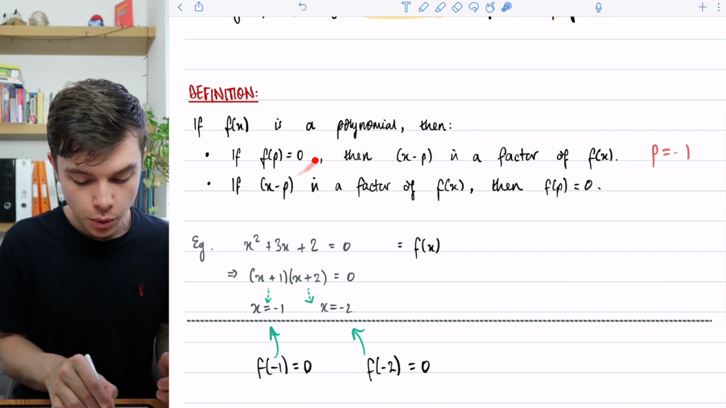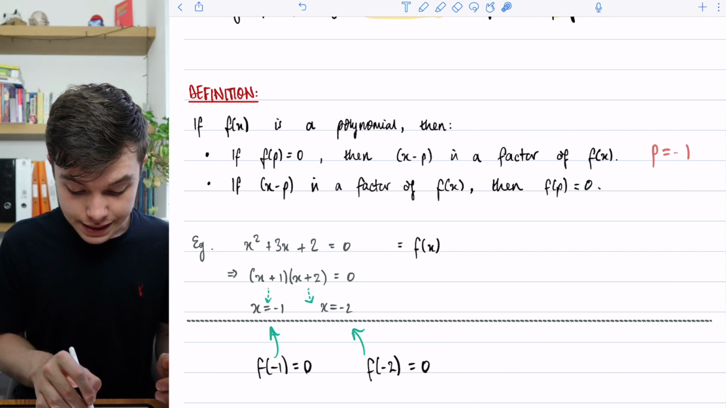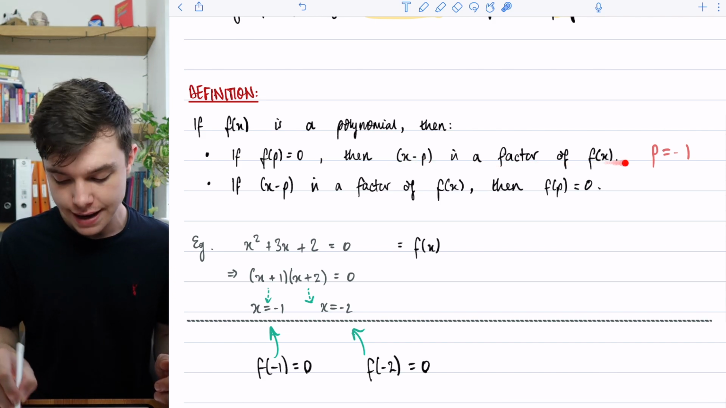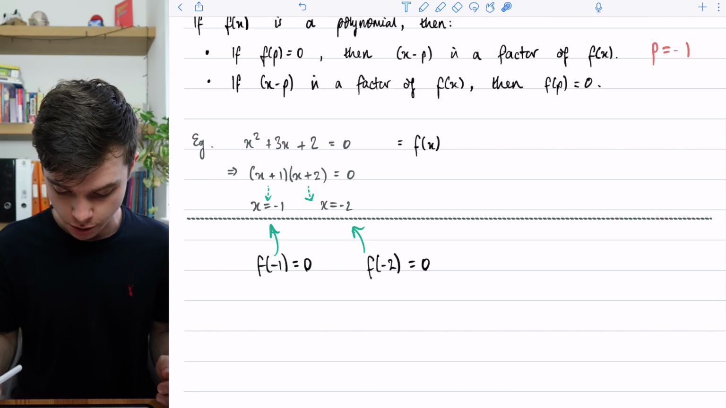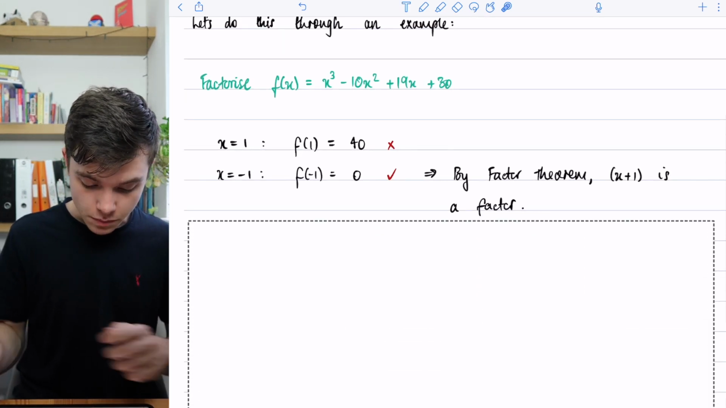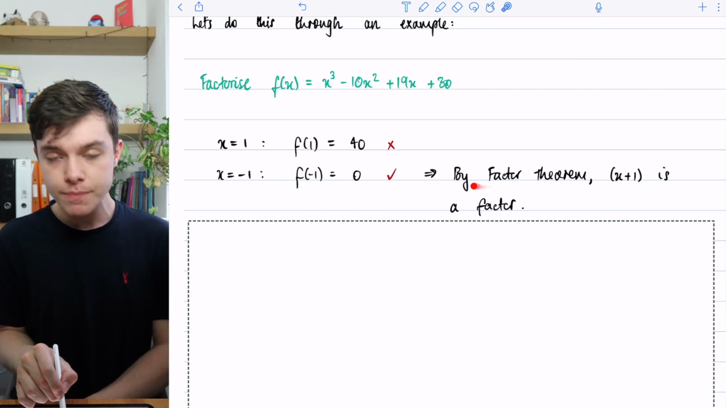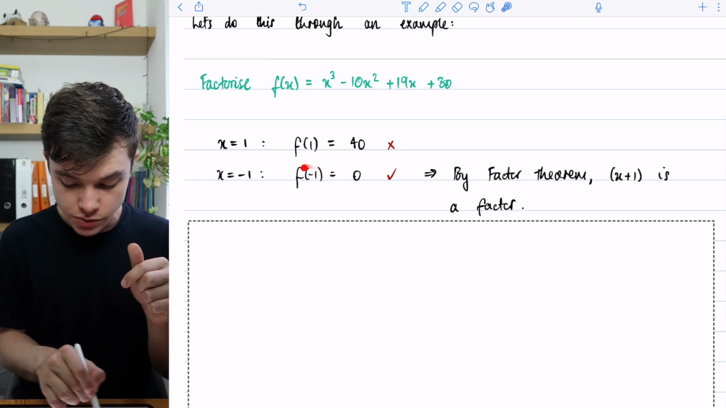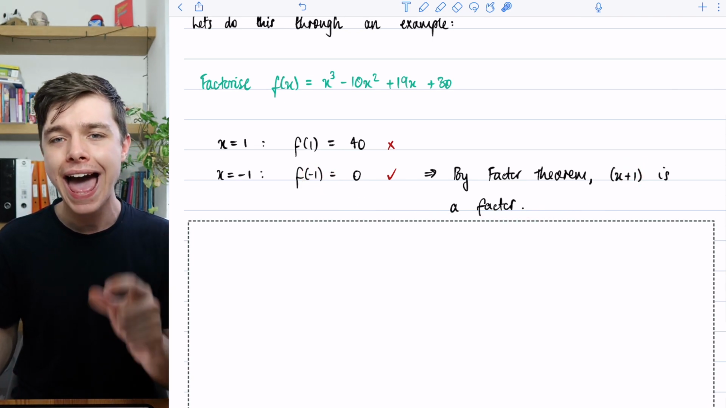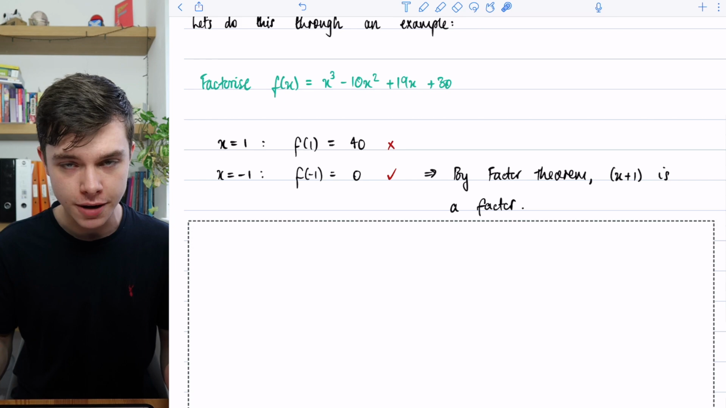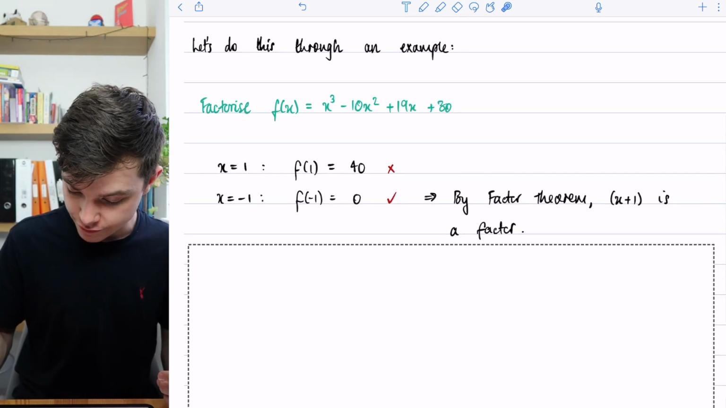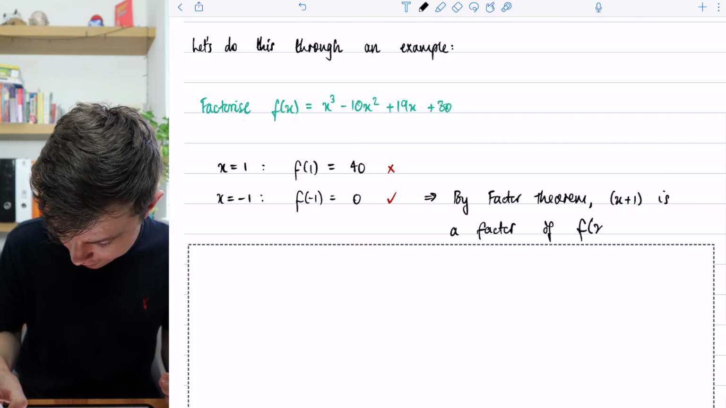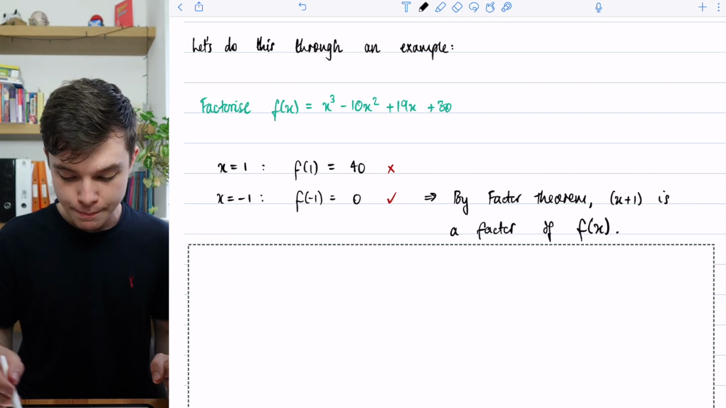So f of minus 1 is equal to 0 then tells me that x minus p, so x plus 1, is a factor of f of x. So going back down here, I can see I've got f of minus 1 is 0. So by the factor theorem, x, change the sign because we've got minus 1 here, so it's going to be a plus 1 here. x plus 1 is a factor of our polynomial f of x. And I'll write that on here actually, a factor of f of x. Okay, so hopefully that makes sense so far.